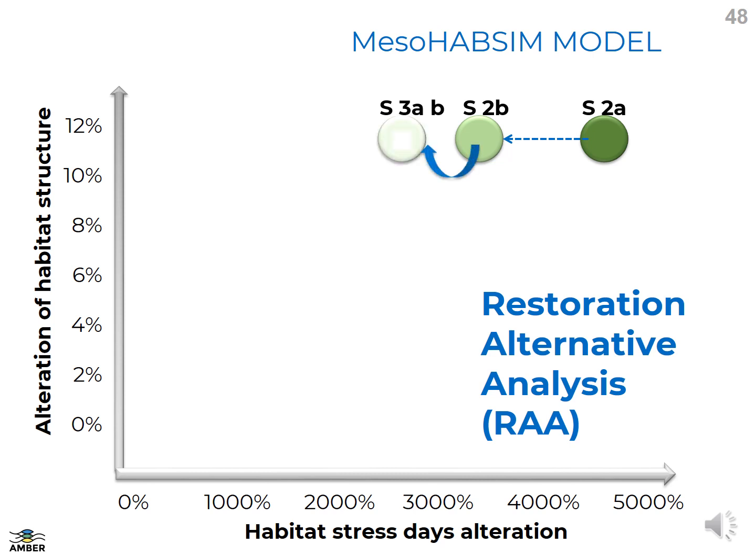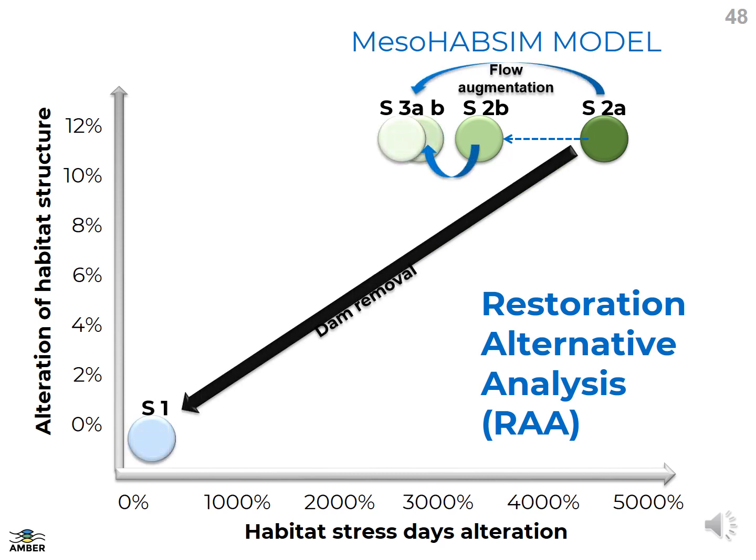When we plot all these scenarios on the restoration alternative analysis diagram, it becomes apparent that compared to today's situation, first of all flow augmentation will reduce the impact by not a lot. Climate change would also reduce the impact in terms of number of stress days. However, the dam removal would drastically reduce the impact of this dam.